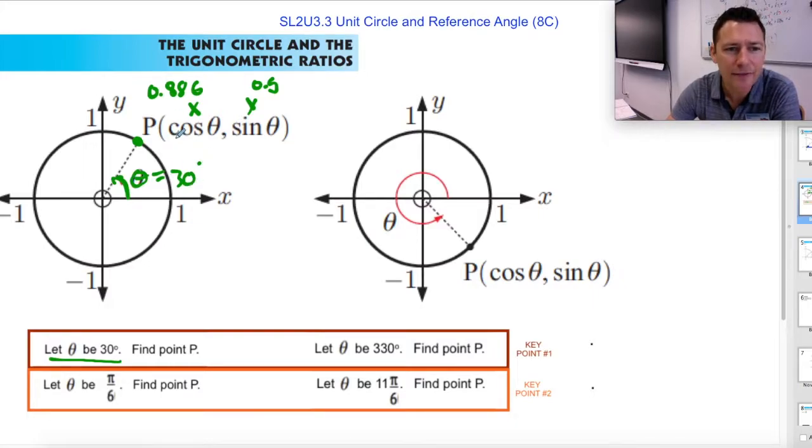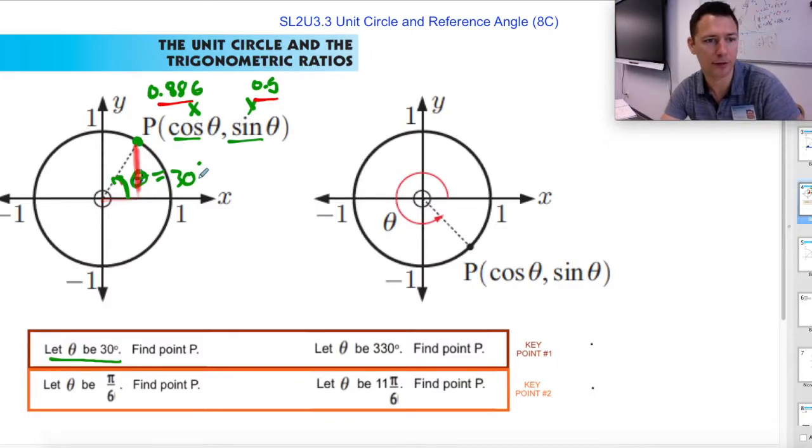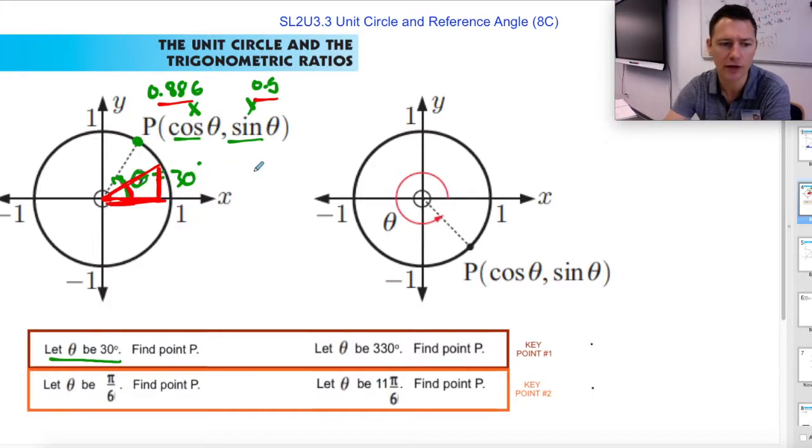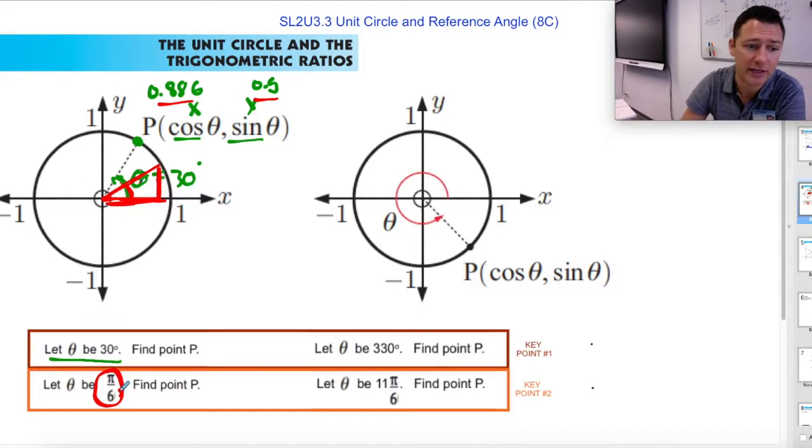Great. These have specific values that we'll talk about in a second. They're exact values, and we'll figure out how to get them. But if you look at this piece, this is 0.8, this is 0.5, and that looks about right. This distance out is 0.8, and this distance up is 0.5, and that looks about right for a 30-degree angle. Great. You could do the same thing with pi sixths. You'd have to switch your calculator to radians and do the same thing. The location of that point, the x value would be the cosine of the angle, and the y value would be the sine of the angle.